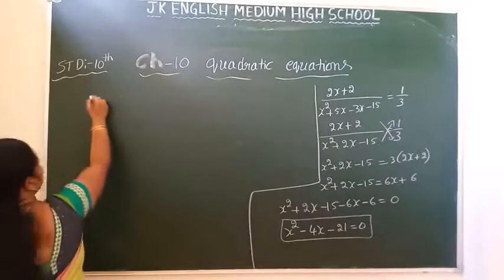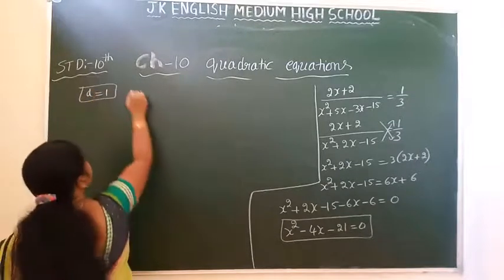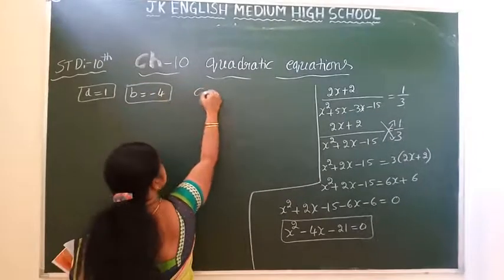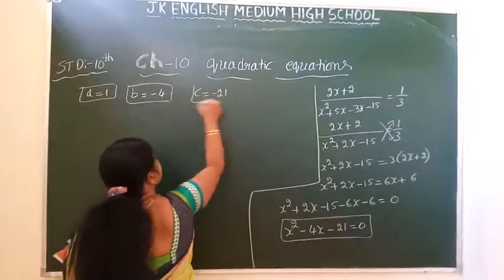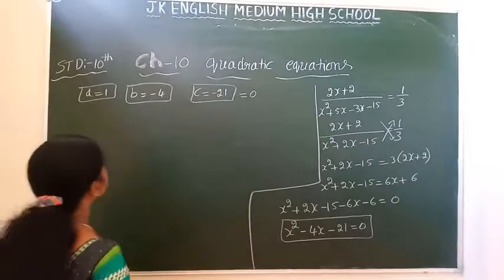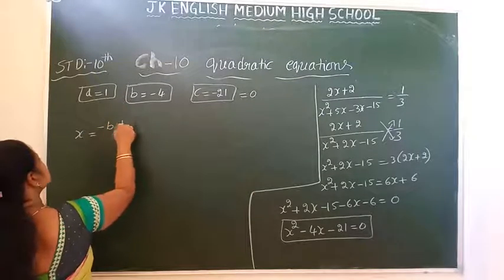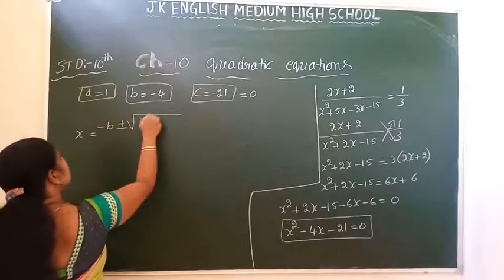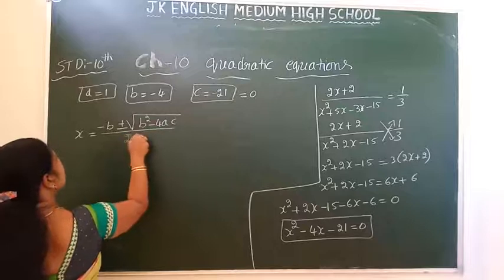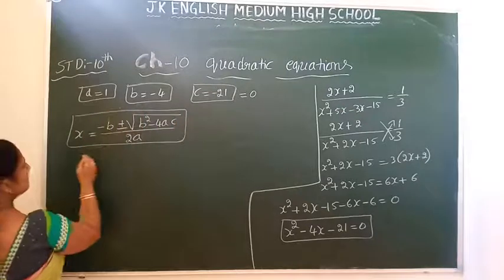So a value is 1, comparing with the standard form of the quadratic equation, b value is minus 4, c value is minus 21, is equal to 0. Then x is equal to minus b plus or minus square root of b square minus 4ac divided by 2a. This is the formula. Substitute the values in this formula.